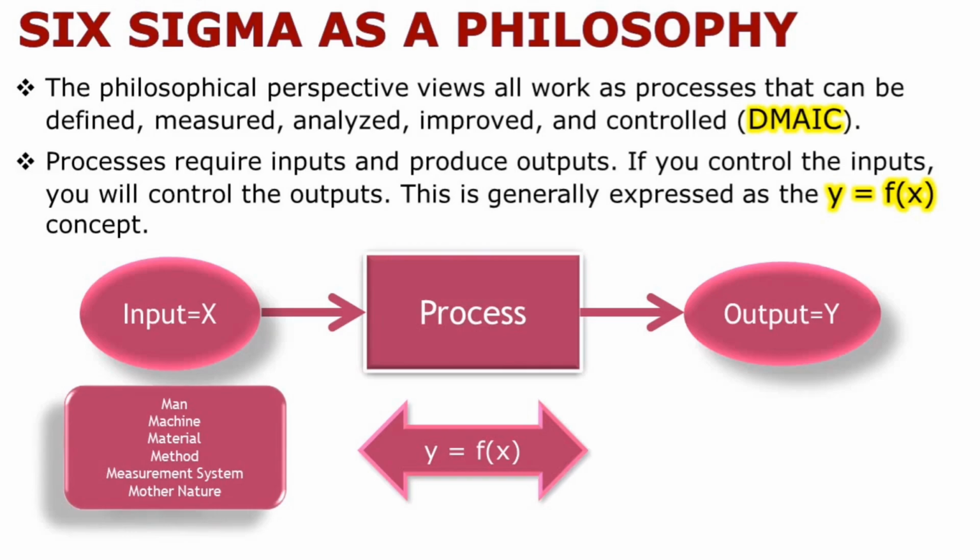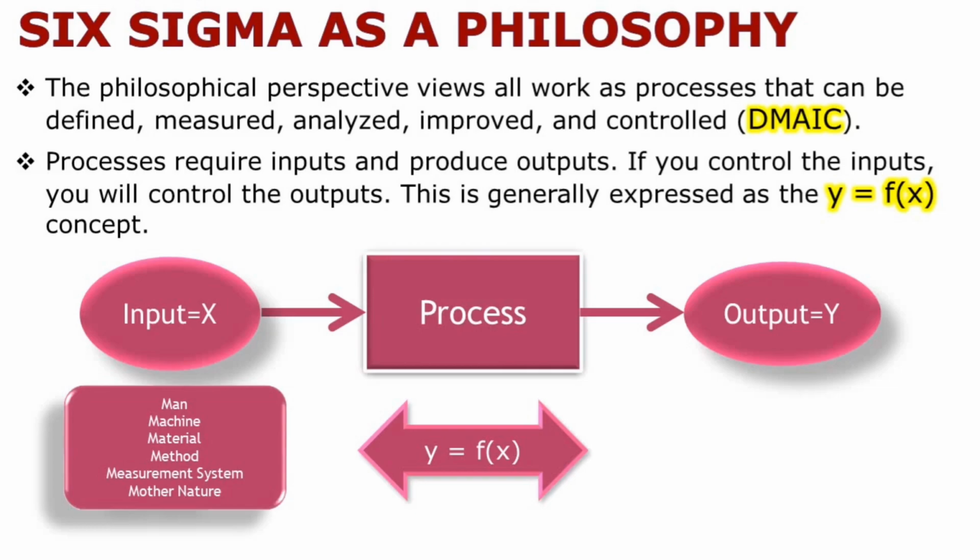Man, the people involved in the process. Machine, the equipment and technology used in the process. Material, raw materials and resources necessary for the process. Method, the specific steps and procedures followed in the process. Measurement system, the tools and methods used to measure and monitor the process. Mother nature, environmental factors, conditions, and variables that can influence the process.